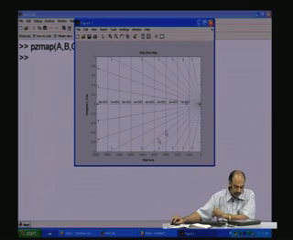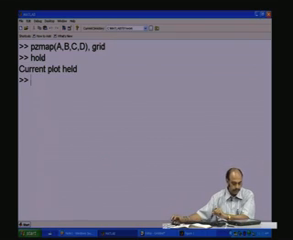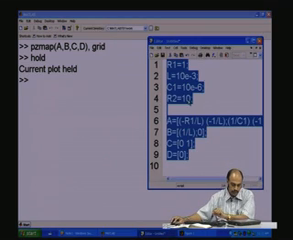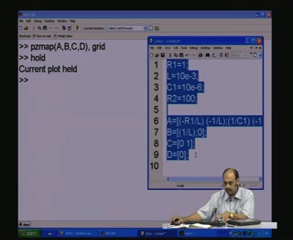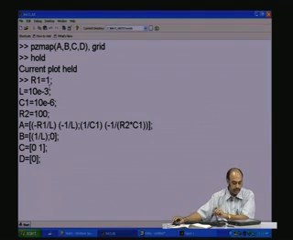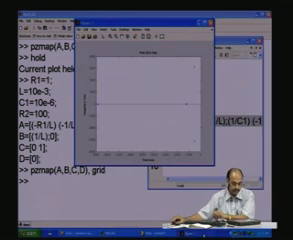So, let us have a look at that. First, let me freeze this plot, hold. So, this plot will be held. Let us go to this, let us change R2. Now, R2 is made 100 ohms. Let us copy that, go to MATLAB, paste that in MATLAB, and then again I will give the PZ map A, B, C, D, and then I want to see the grid along with it. So, now let us have a look at the plot.